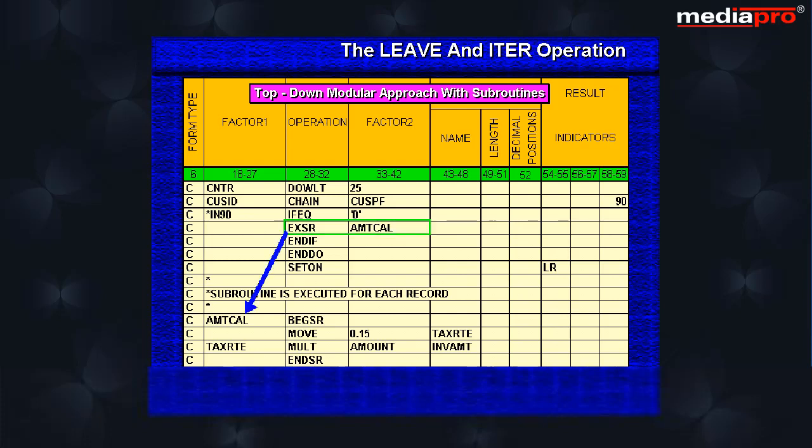The execute subroutine operation causes control to pass to the subroutine named in factor 2. The statements in the subroutine get executed and on completion, control passes back to the statement following the EXSR operation. In RPG, a subroutine is not allowed to call itself, that is, recursion is not allowed. With that, we have completed the second chapter.